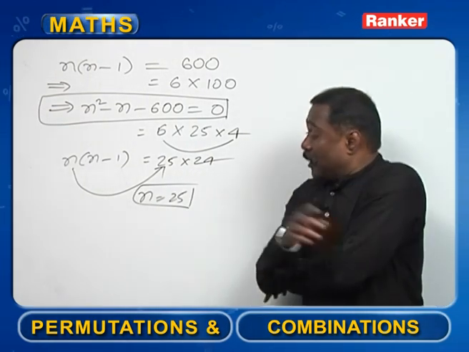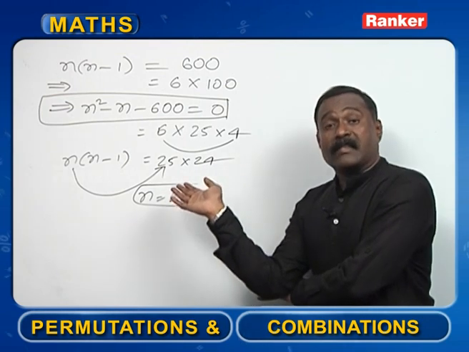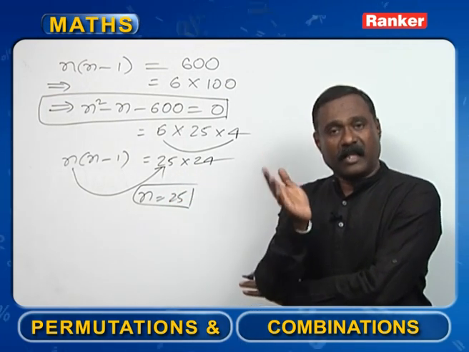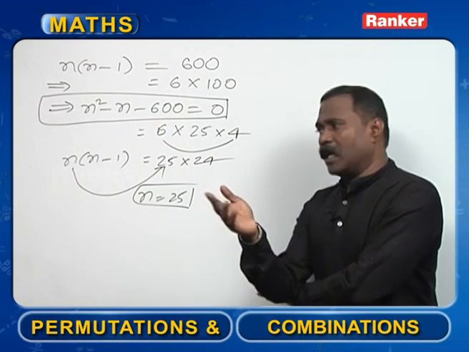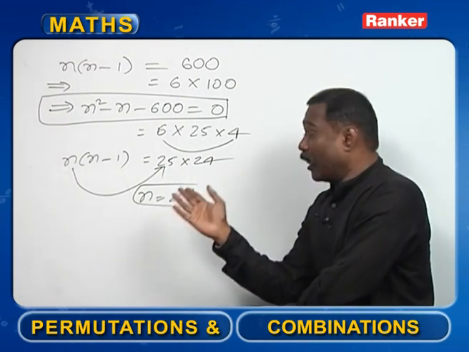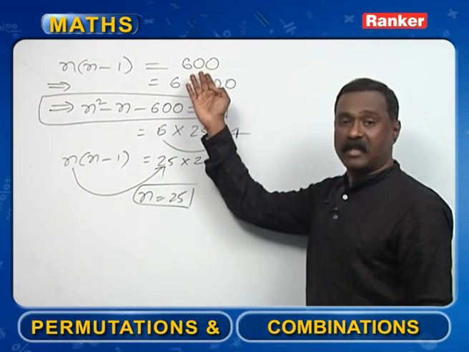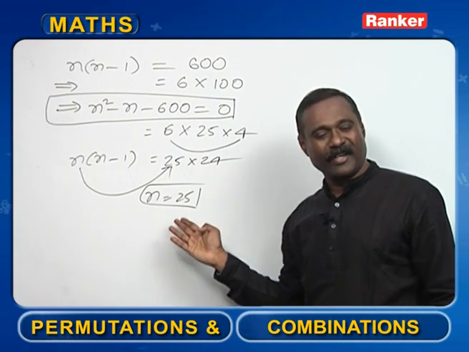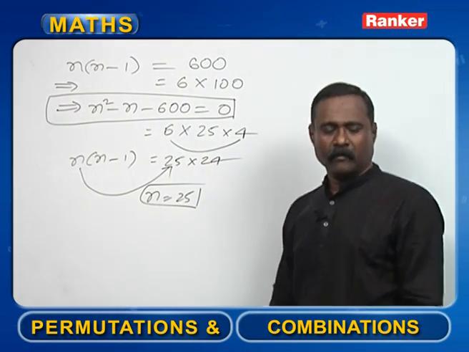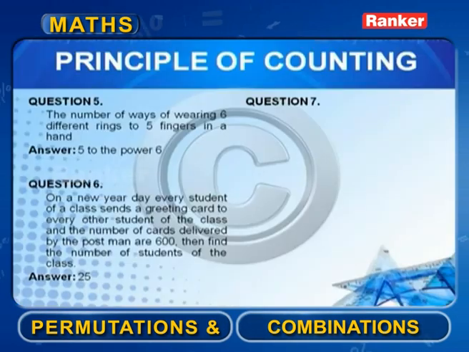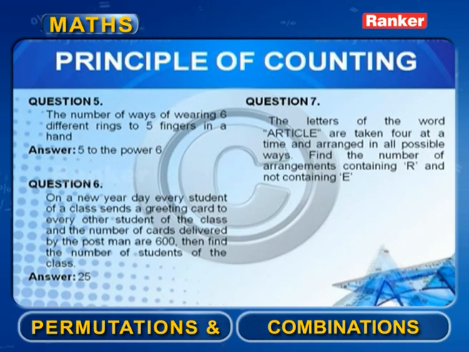So, if there are 25 students in the class and every student posts a greeting card to the remaining students, and the number of cards posted is 600, the number of students in the class must be 25. So, that is the question. Now, coming to the next question. The letters of the word article. Please read that question carefully.